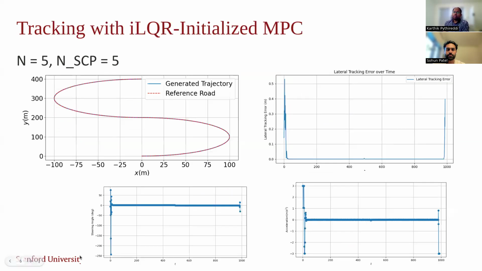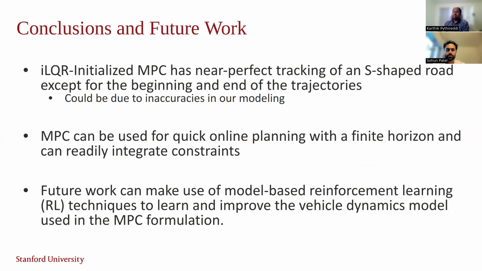After carrying out the trajectory generation, the nonlinear MPC will track the center of the road and simulate the vehicle states. We calculate the lateral tracking error between the vehicle and road center at each time step. In the plot, as you can see, there are some lateral tracking errors. This is because of the inaccuracies in our modeling and the problem formulation, as we use the simple kinematic bicycle model. For conclusions, the iLQR-initialized MPC has near perfect tracking of the S-shaped road, except for the beginning and end of the trajectories, but that could be because of inaccuracy in our modeling.